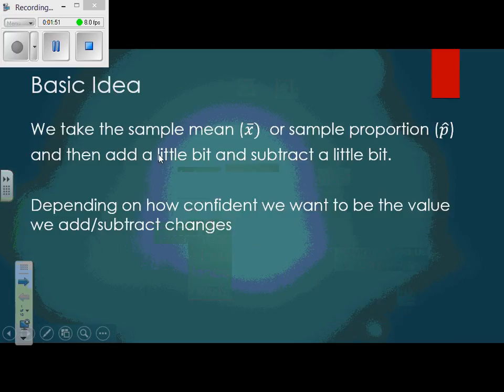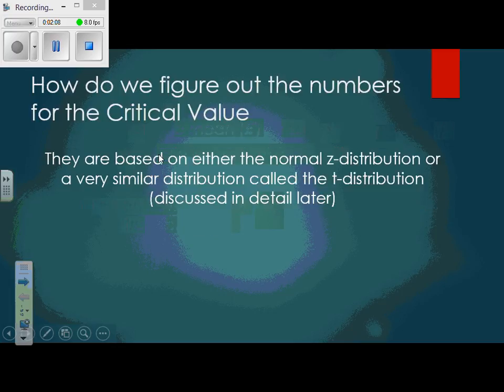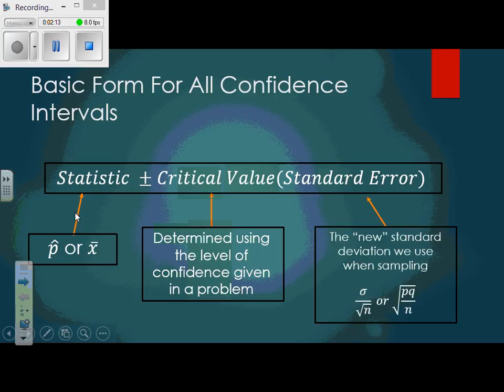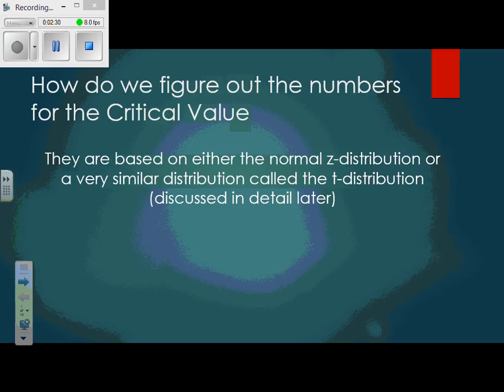So the basic idea is we take a sample mean, x bar, or a sample proportion, p hat, depending on the type of problem, and then we add a little bit, and we subtract a little bit. And depending upon how confident we want to be, the value we add and subtract changes. So how do we figure out the number for these critical values? Because again, if you look back at the formula, p hat, x bar, that's typically given to us. We calculate the standard deviation with the values given to us. But this critical value right here is a new idea to us that we've never seen before. So how do we figure that out?